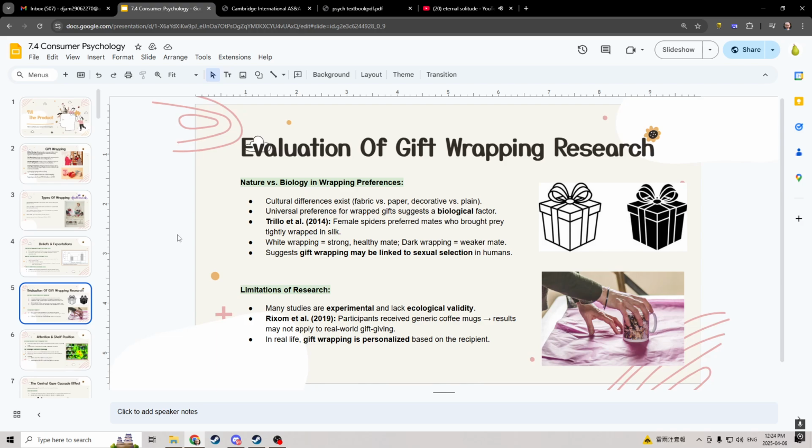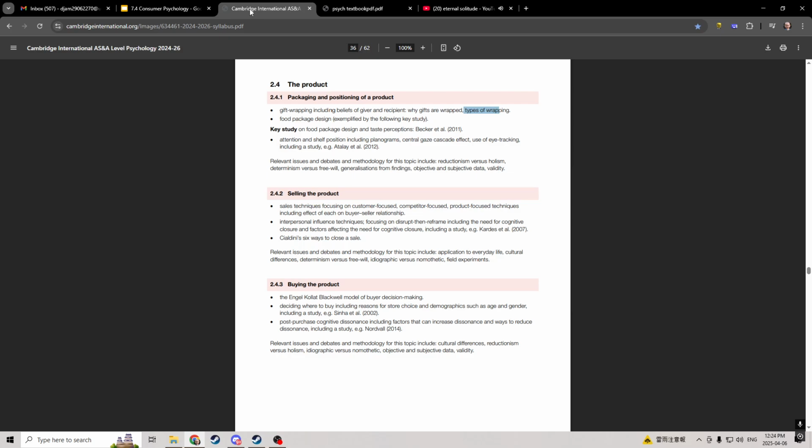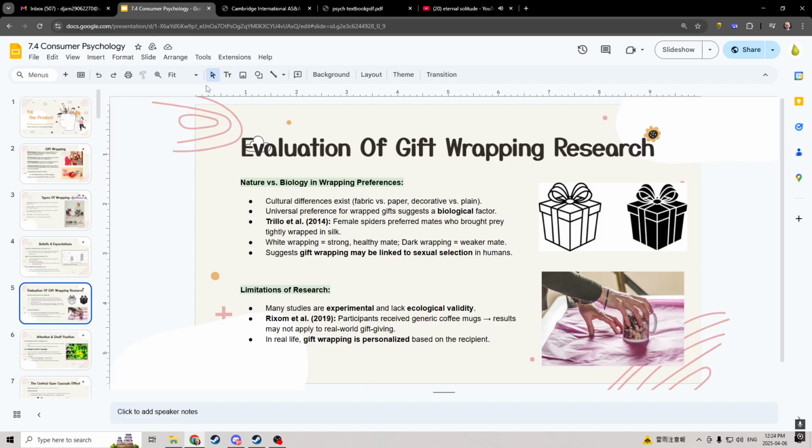Evaluation of gift wrapping research. Do you need to know this? Yeah, we do, I guess. Okay. So for gift wrapping research, cultural differences, nature versus biology.